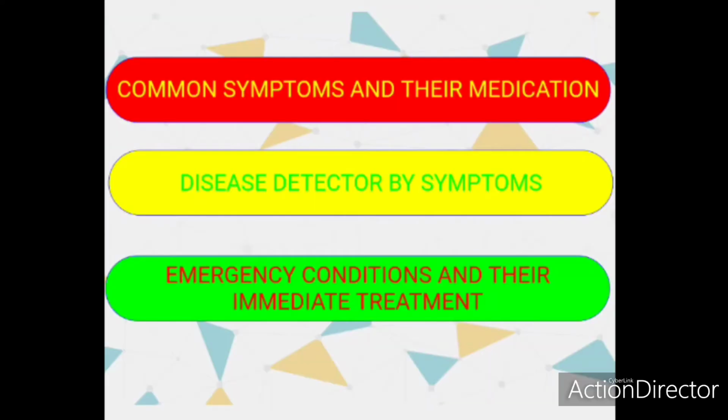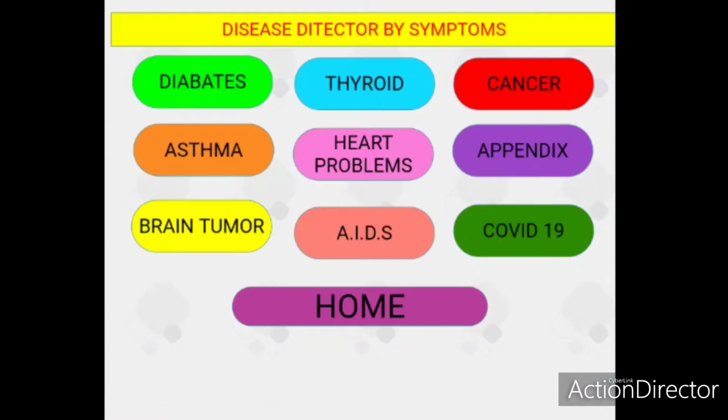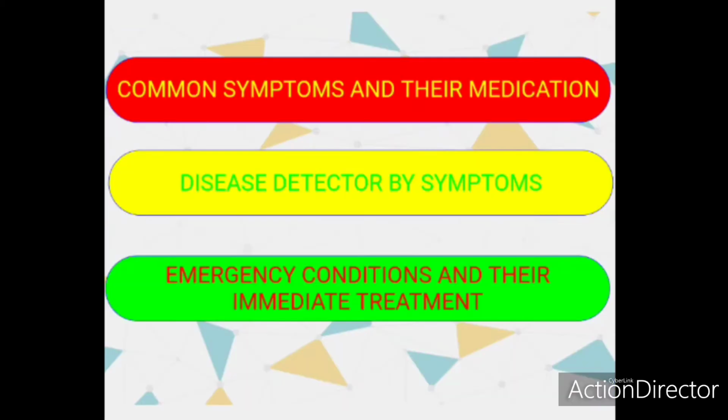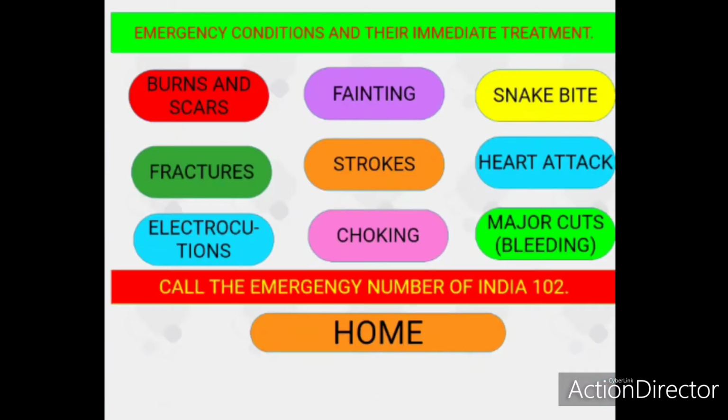And another one, when we go to disease detected by symptoms, there are diabetes, thyroid, cancer, asthma, heart problems, appendix, brain tumors, AIDS, and COVID-19, which are also very common diseases. And most importantly, the emergency condition and the immediate treatments. Most of the time we face immediate emergency conditions like burns and scars, fainting, snake bite, fractures, strokes, heart attack, electrocution, choking, and major cuts and bleeding.